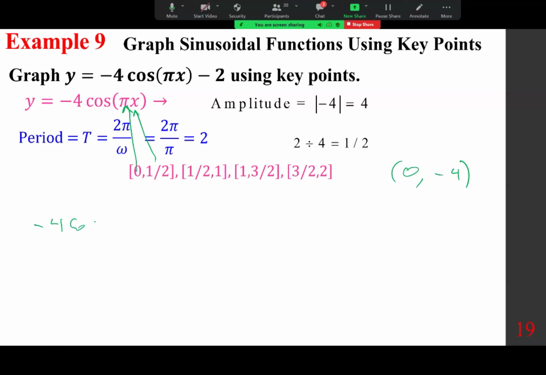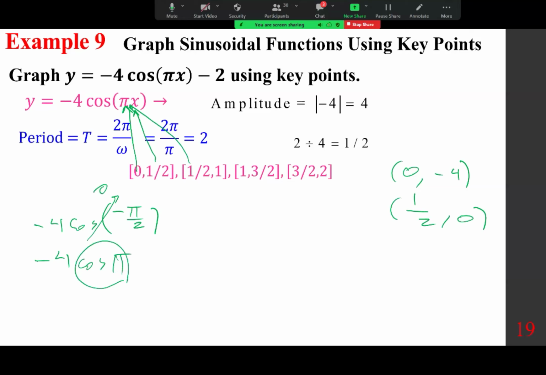Let's plug in 1/2. So minus 4 cosine of pi times 1/2, so pi over 2. Cosine is 0. So that gives you 0. That means 1/2, comma 0. Let's plug in 1. If I put 1, I get minus 4 cosine of pi times 1, or pi. You know cosine of pi is negative 1, so you get positive 4. So 1, positive 4. So we can see that. We're going to graph it. It's very easy. You can figure out the rest of them as well.